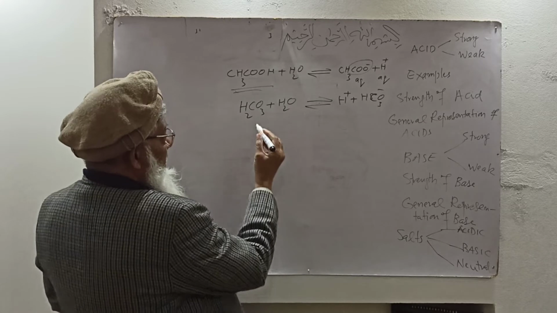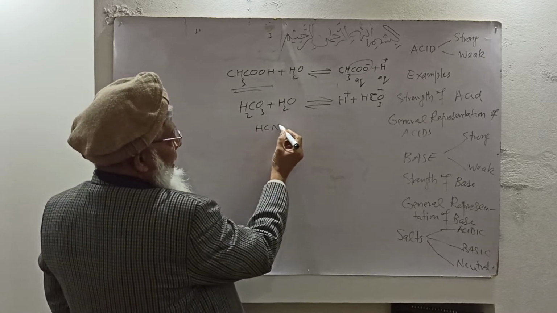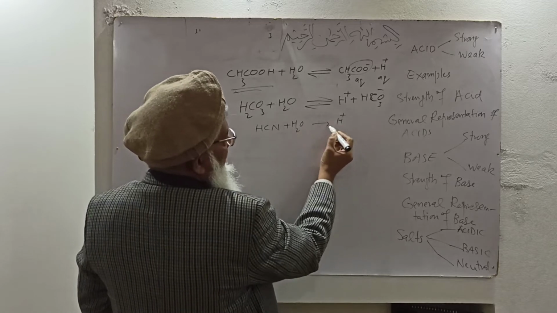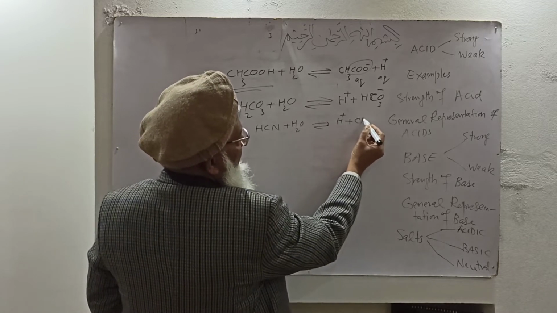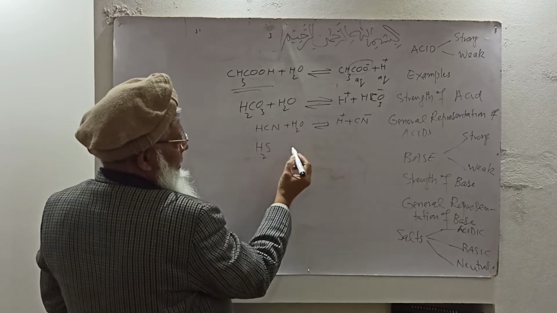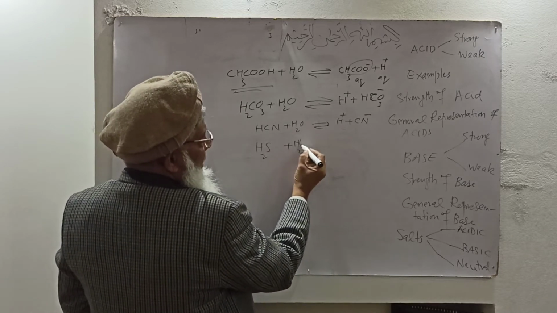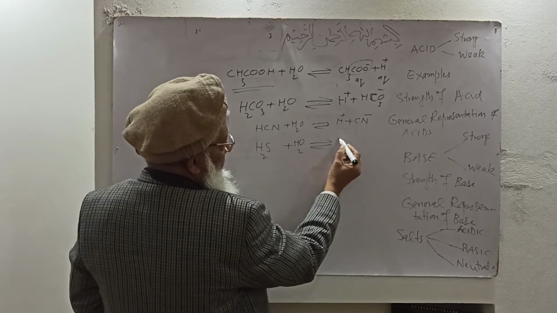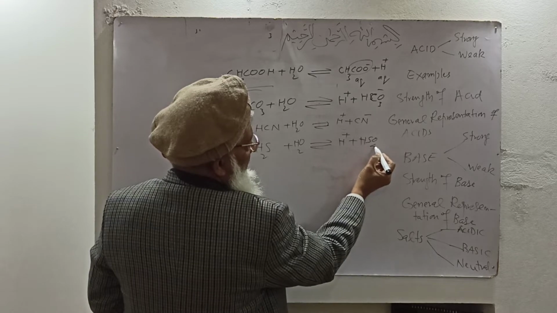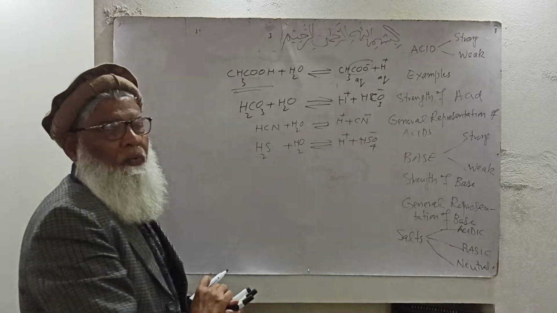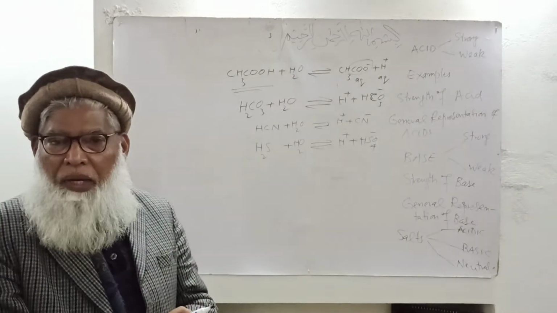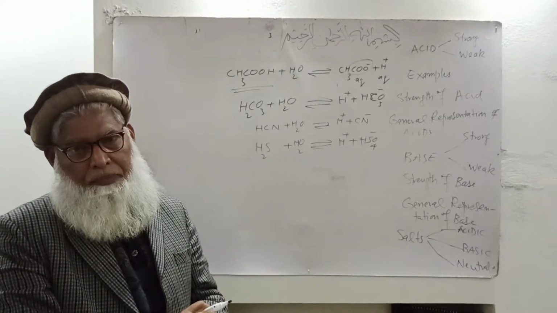Similarly, other acids like hydrogen cyanide plus water gives H positive ion and cyanide ion. Similarly, H2S, when it is added to water, is dissociated to H positive and bisulfide ion. So these are different examples of weak acids. Now, how is the strength of an acid determined?